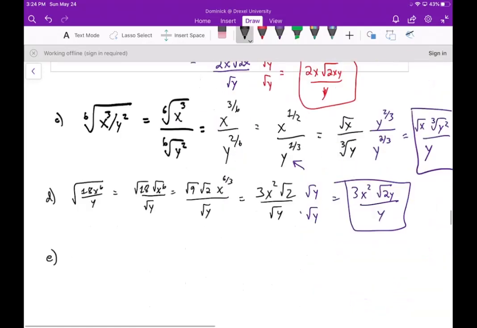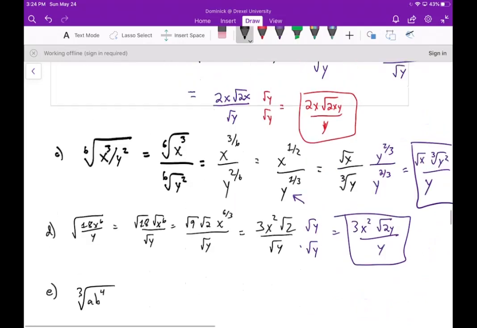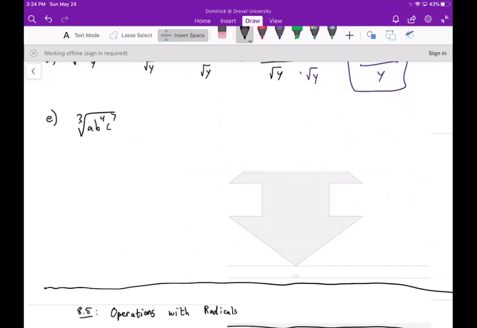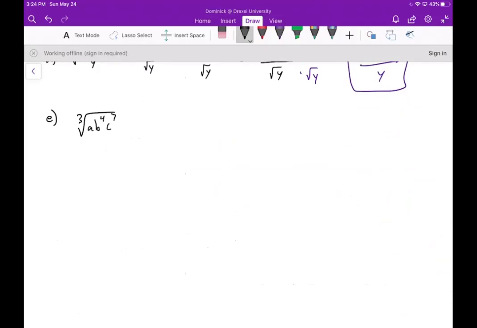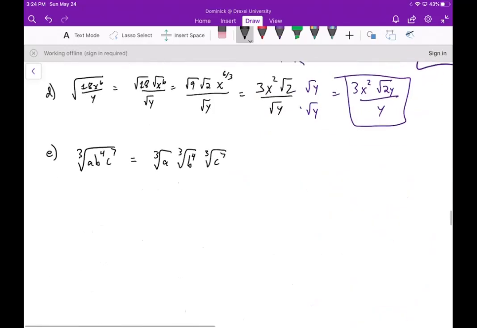we have a cube root of a b to the 4th times a c to the 7th. Okay, so again, first things first is we'll separate. Did I miss something? Was that definitely it? Okay, yeah. So we'll write all these in fractional form. I don't really need to do a, but for completeness we will.